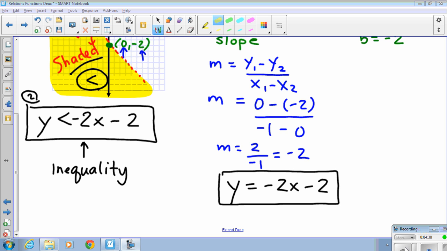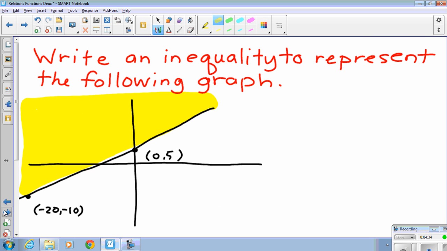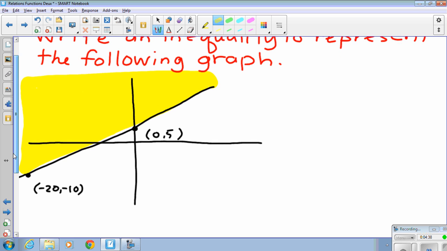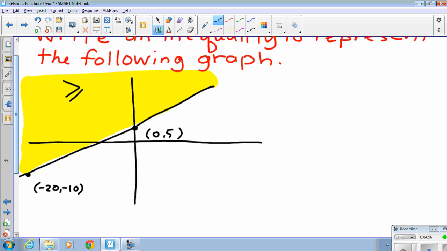So let's complete another example with the same sort of information. Write an inequality to represent the following graph. So again, a few things we can see. We can see the shaded region. The shaded region is above the line, so that means we're going to be talking about a greater than inequality because it's above the line. And the line is solid, so the line is part of the solution region, which means this is greater than or equal to. So my final inequality will have that.